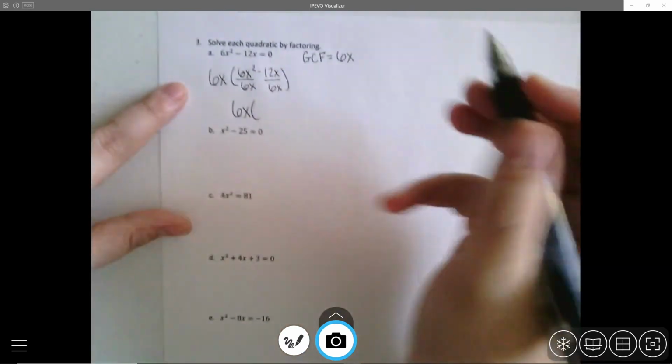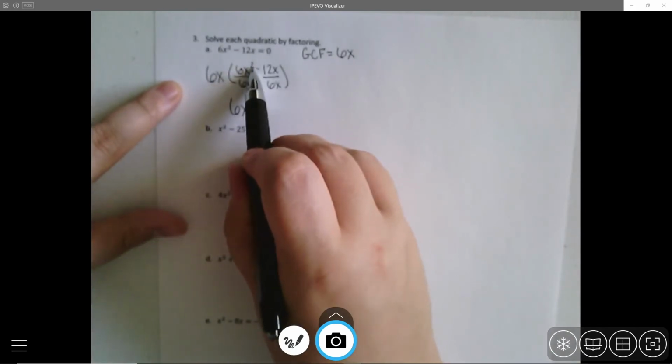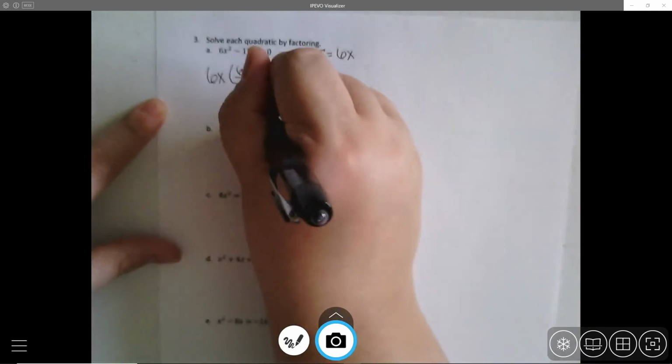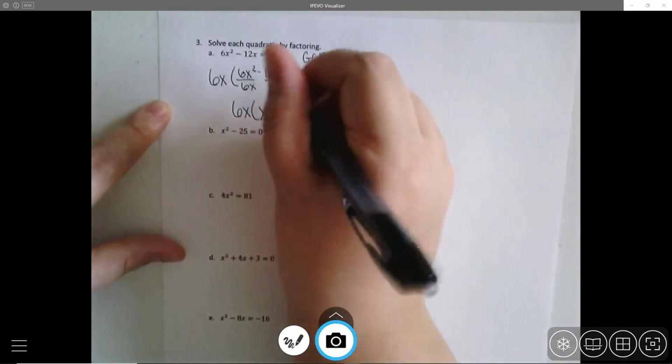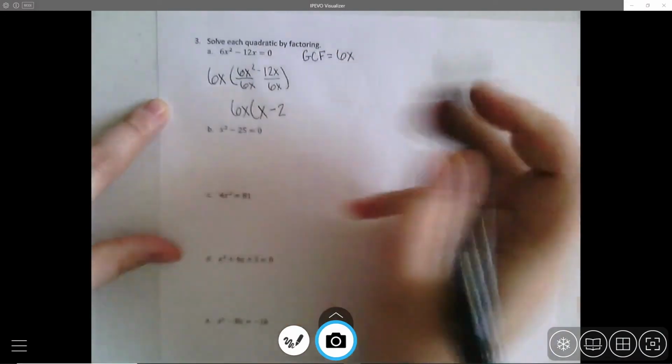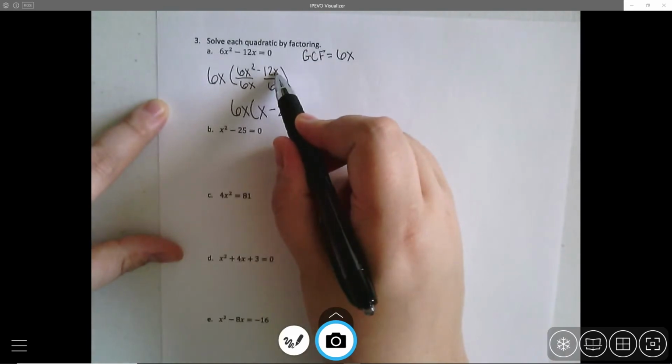Now 6x. 6 divided by 6 is 1. I had 2 x's. I took away 1, so I'm still left with 1. Negative 12 divided by 6 is a negative 2. I had 1x. I took away 1, so I'm left with none.